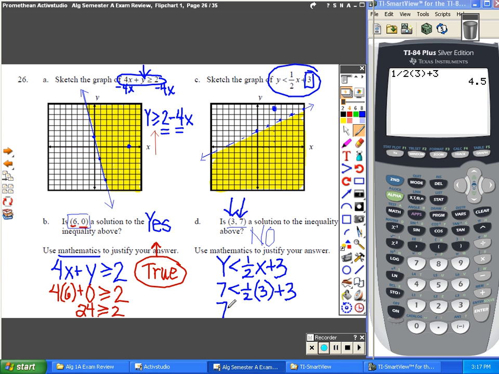Is 7 less than 4.5? No. This is a false statement. 7 is greater than 4.5, so this is false, which is why mathematically I can write no on that line right there.